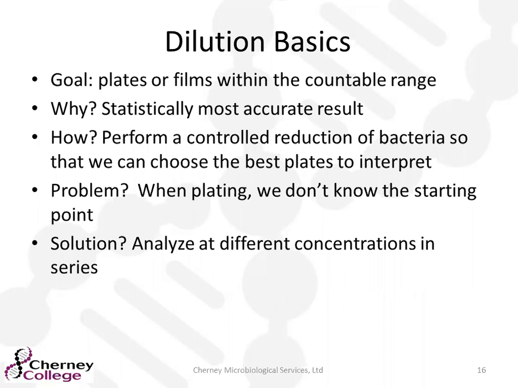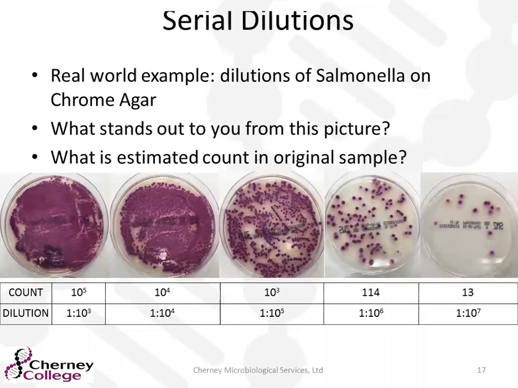So like I said, dilution is going to play a huge role when we talk about our indicator organisms and successfully plating those. So I promised that visual. This is the same sample across a set of serial dilutions on Salmonella Chrome Agar. I don't know about you guys, but the first 3 plates starting on the left-hand side, I don't know if I have enough fingers and toes to count that high. Well, I promise you I don't have enough fingers and toes to count that high.